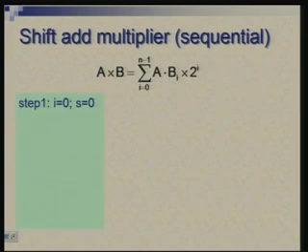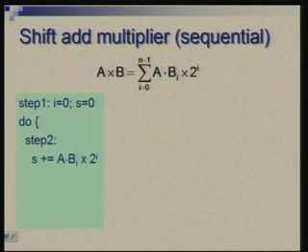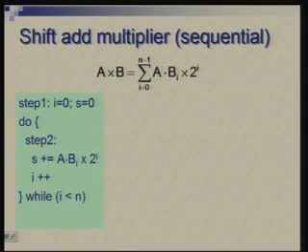an iterative algorithm. So, I am keeping a count I, a sum S is initialized to 0, and then I do something repeatedly. So, there is a loop where A into B_i multiplied by 2 raised to I is accumulated, I is updated, and I repeat it for all values of I. Okay. So, what I am trying to indicate here is that there is an initialization step, which is step 1, and step 2, which is repeated n times.